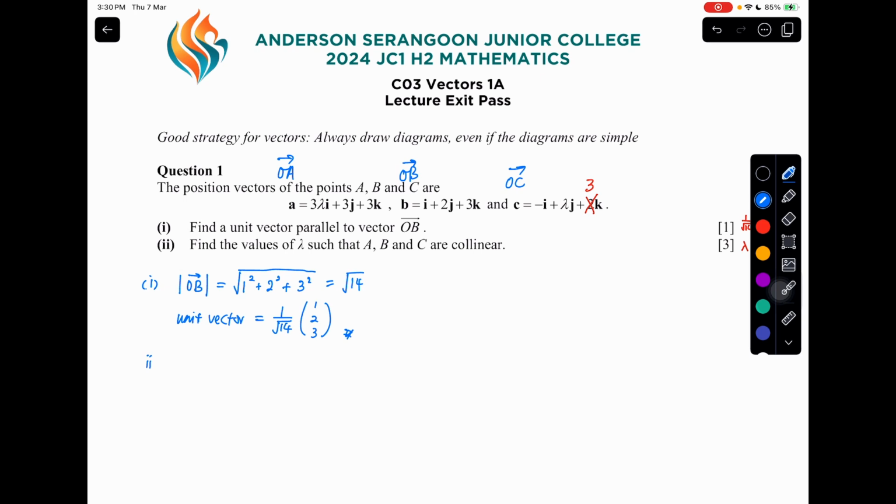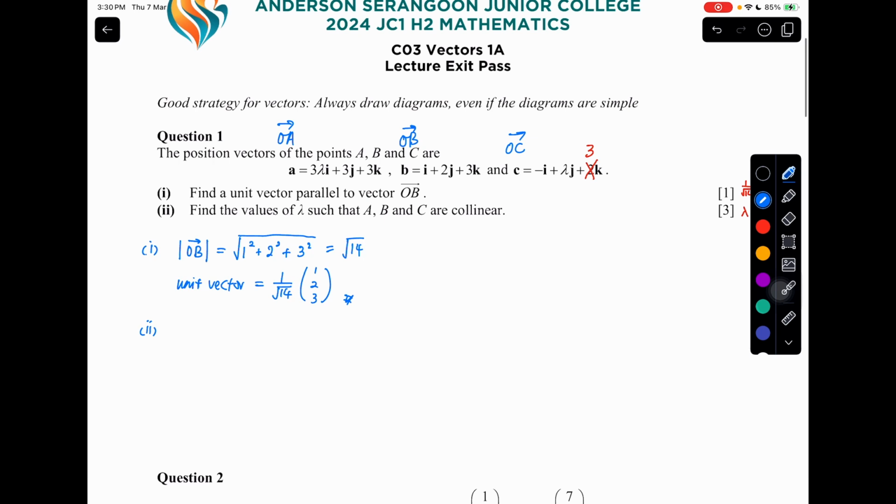Now for part 2, we have to find the values of lambda such that A, B, and C are collinear. So what do we mean by collinear again? We have 3 points over here, A, B, and C. If they are collinear, they lie on a straight line. So we can look at vector AB and also at vector AC. They are a multiple of each other, and they also have a common point A.